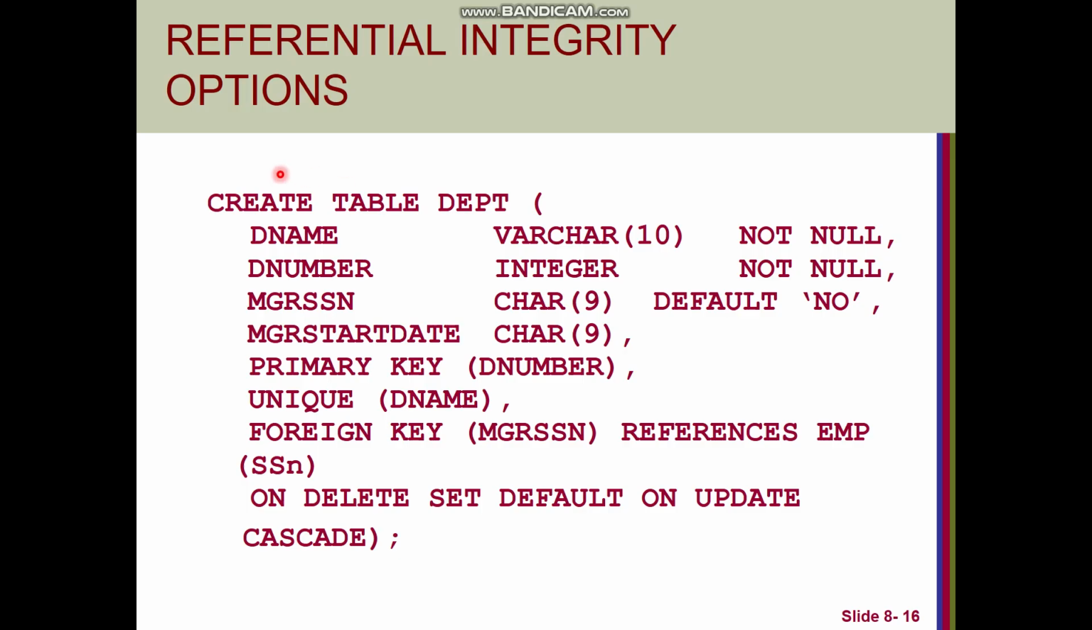So this is our create table full form. We have the create table keyword or reserved word, then we use the name of the table. We mention the attributes, their data types, and their constraints. And then we mention the constraints on the table, like primary key, unique key, and foreign key. And in foreign key, we'll mention referential integrity options as well, which will be on delete and on update.